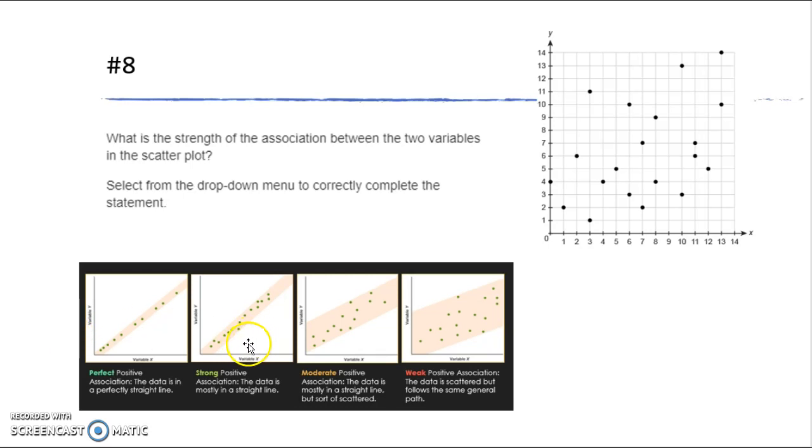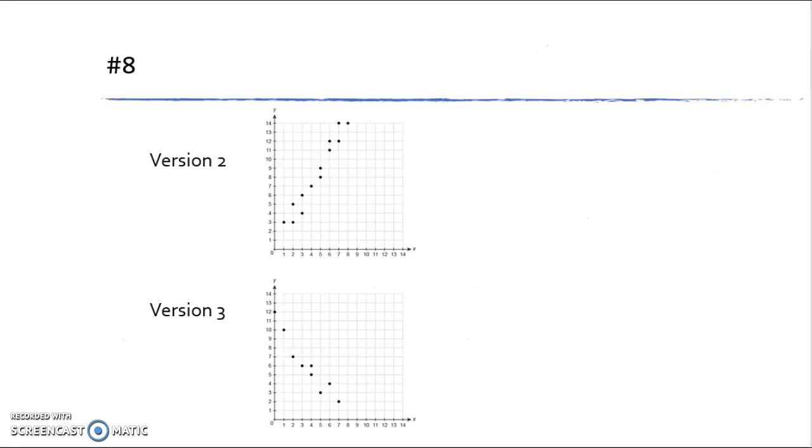If you have a strong association, that means your points are really close together and they form a line that's kind of more squished together. The weaker the association, the more wildly spread out your data tends to be. So like on version 2 and version 3, you're just figuring out if your data is kind of close together or if it's really scattered apart.